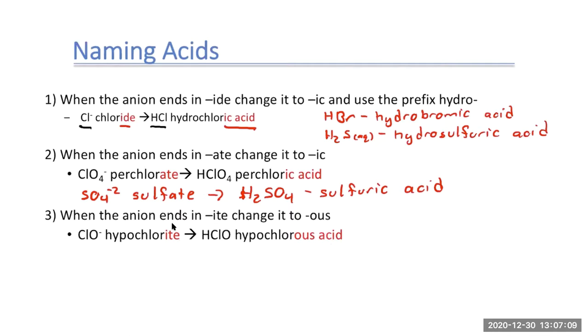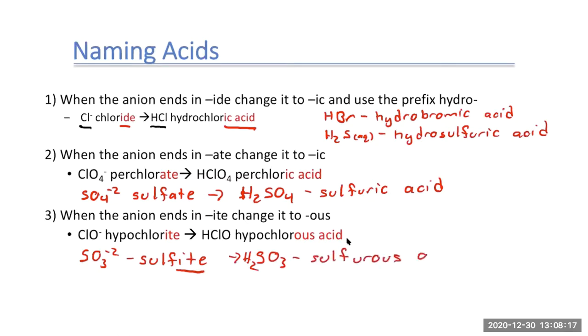And then finally, when the ending of that polyatomic ion is ITE, it gets changed to OUS acid. So for example, if we have hypochlorite, it becomes hypochlorous acid. Or if we stick with our sulfur, SO3 2-, is sulfite. You can see that ITE. That becomes H2SO3 or sulfurous acid, where we get the OUS and then acid.